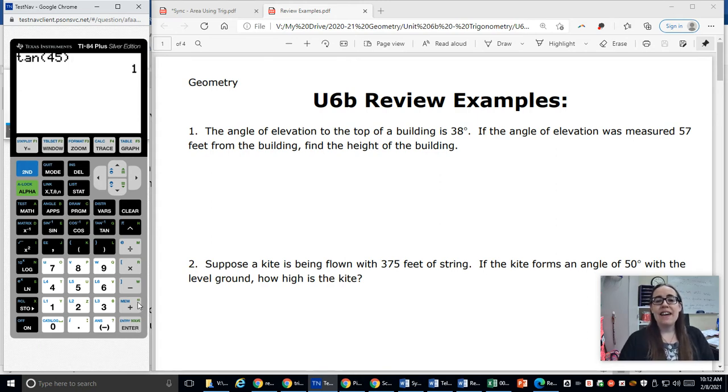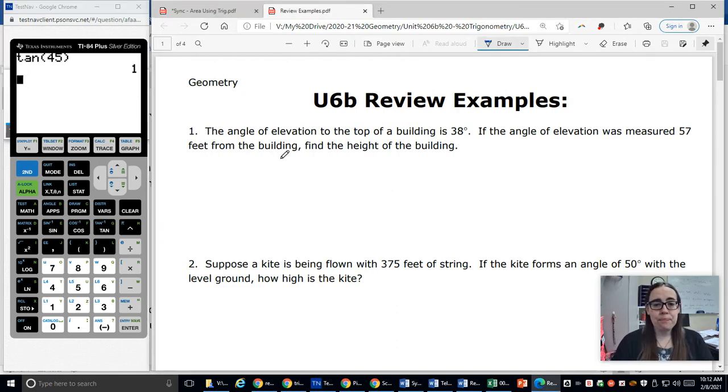All right, let's look at number 1. The angle of elevation to the top of a building is 38 degrees. If the angle of elevation was measured 57 feet from the building, find the height of the building. All right, we need to go ahead and draw ourselves a picture because we don't have one here. So let me get a pen. The angle of elevation to the top of the building is 38 degrees. So if I have a building, I'm just going to draw myself a building.